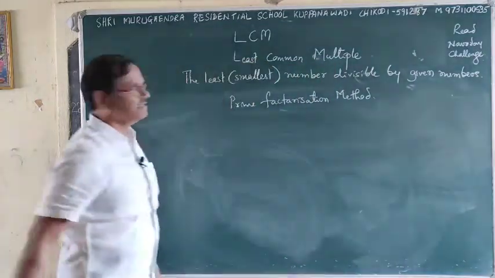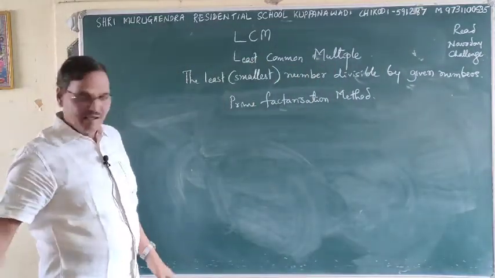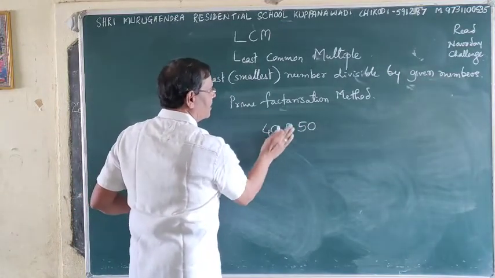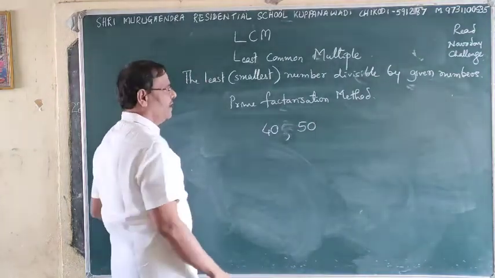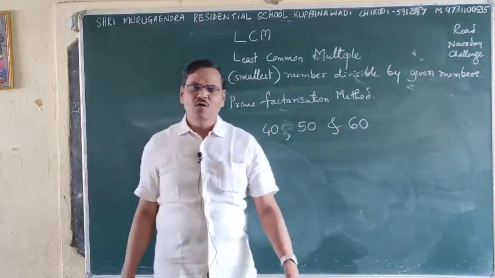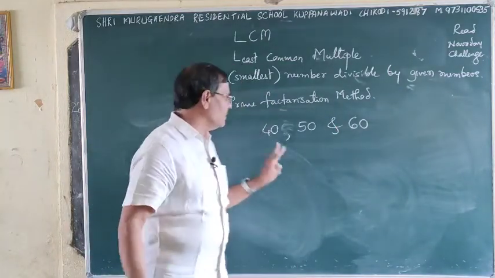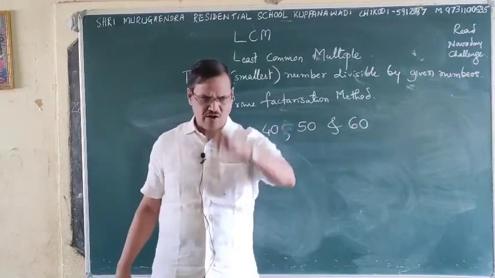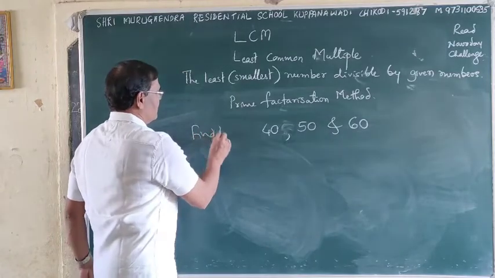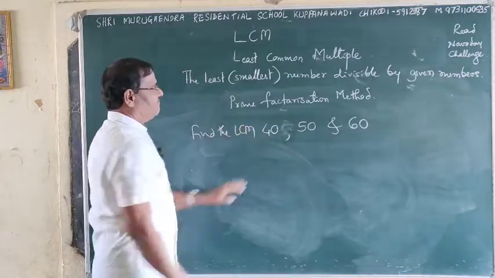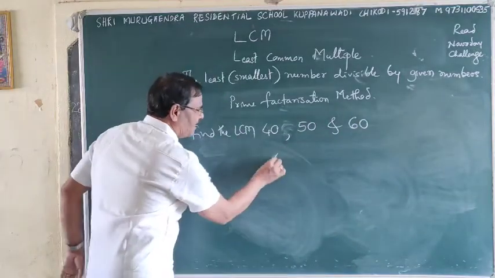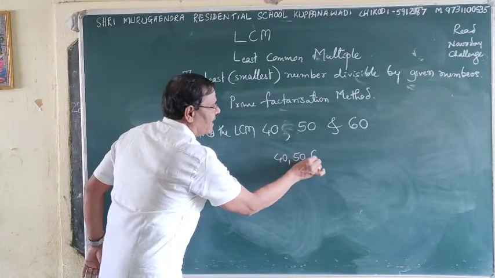This is LCM. Okay, find the LCM of 40 and 50, and you can go 60 also. Three numbers. So you taught only two and given us three? No, we will not do. Now you can find it here. Find the LCM of 40, 50 and 60. Yes, writing 40, 50 and 60.